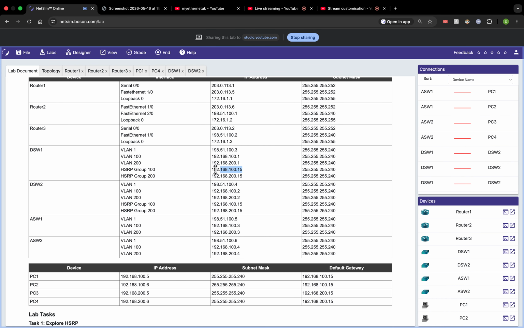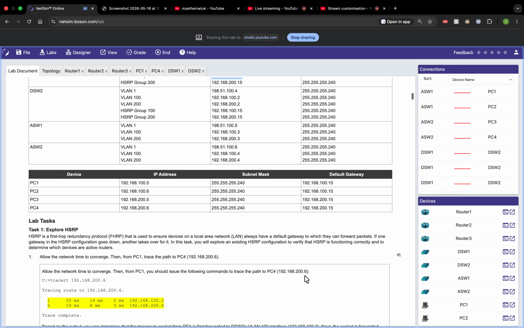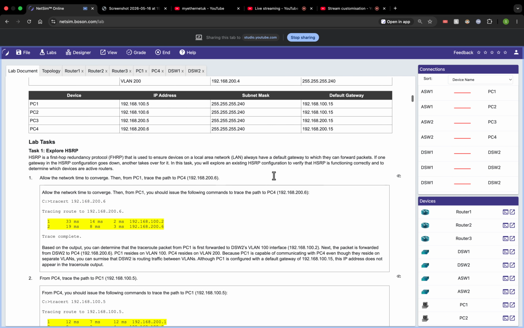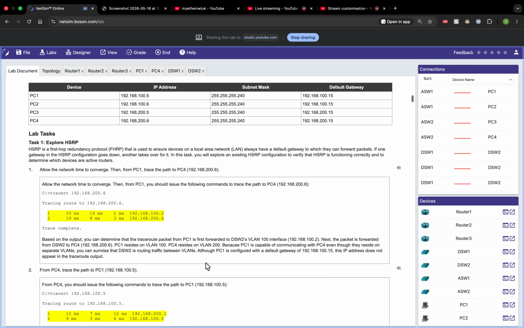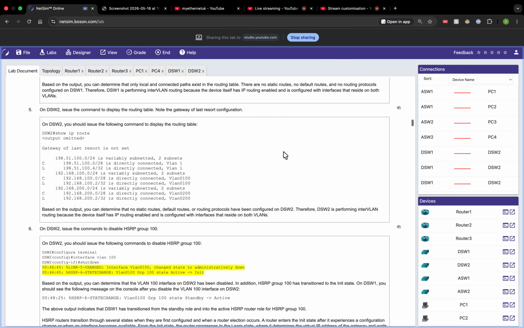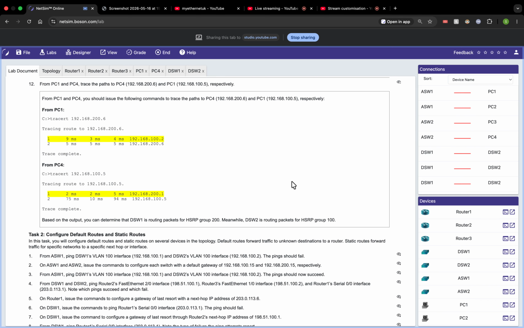PC1 forwarded to DSW2's VLAN 100 interface. The packets are forwarded from DSW2 to PC4. PC1 resides on VLAN 100. PC4 resides on VLAN 200. Because PC1 is capable of communicating with PC4, even though they reside on separate VLANs, you can surmise that DSW2 was routing traffic between VLANs. Although it's configured with the default gateway 100.15, it was using that.